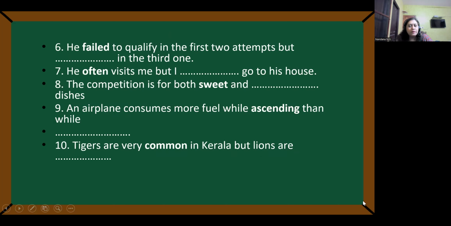He failed to qualify in the first two attempts, but he qualified in the third one. He succeeded, failed, succeed. He often visits me, but I rarely go to his house. Often, rarely. The competition is for both sweet and sweet. Antonym would be hot, spicy, etc. Spicy dishes. An airline consumes more fuel while ascending than while descending. Tigers are very common in Kerala, but lions are uncommon.